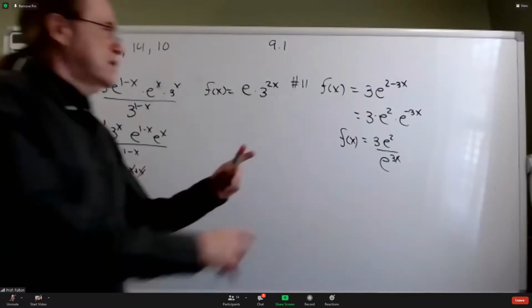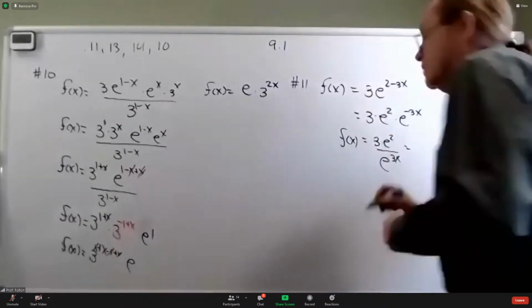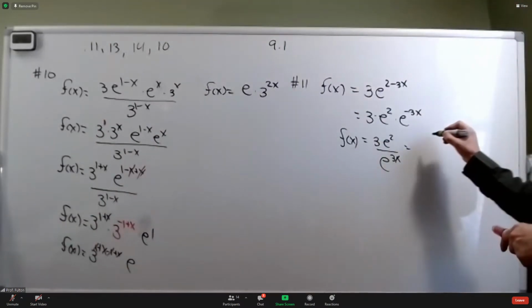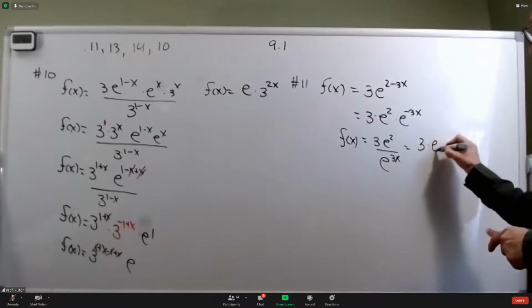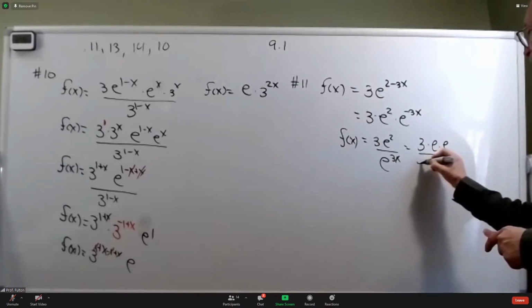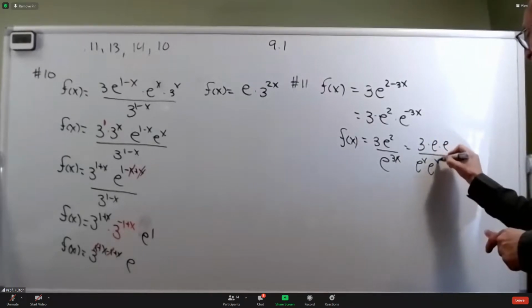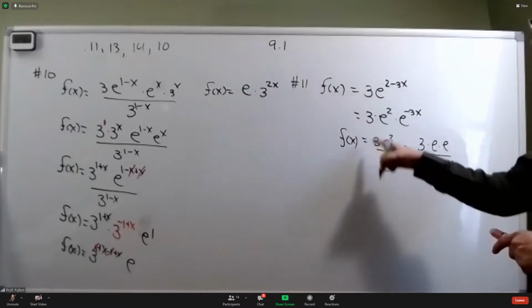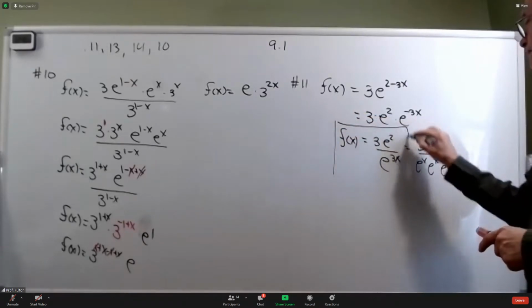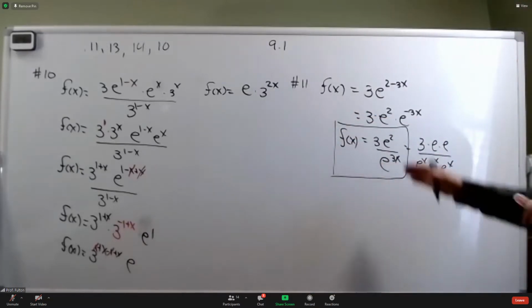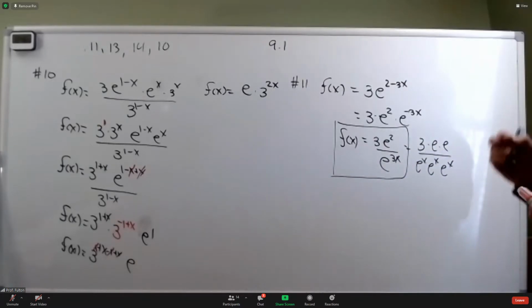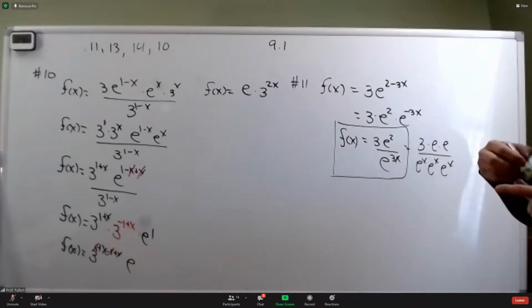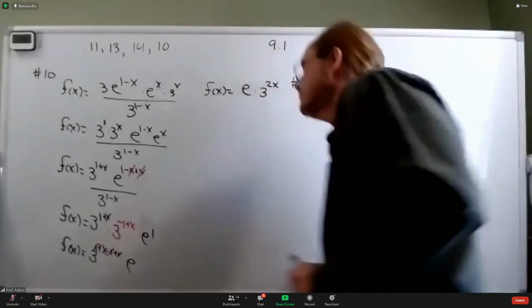Now, this is good. I mean, if you want, you could actually expand it out further, but I'm not requiring it. You could write that as 3 times e times e times e to the x times e to the x times e to the x. Although this is definitely the preferred approach, you could expand it out even further if you wanted to. But that is the preferred way to end up.